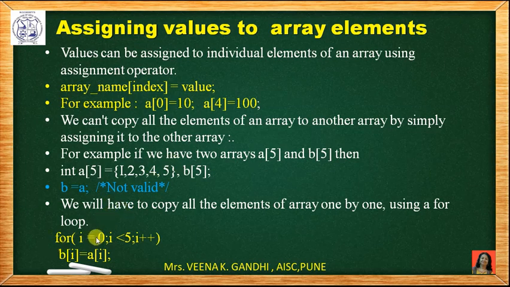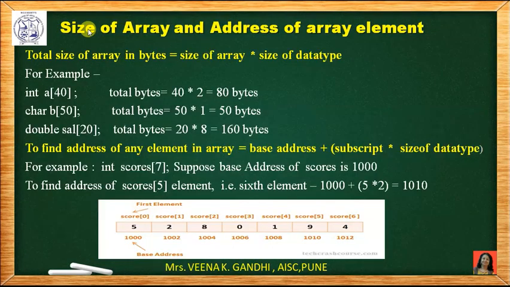For i equal to 0, i less than 5, and b[i] equal to a[i]. This a[0] will be copied into b[0]. Then i plus plus, then i will be 1, so a[1] will be copied into b[1], like this. So we cannot assign b equal to a. It is an invalid operation. Next topic, how to find the size of the array and the address of any array element.